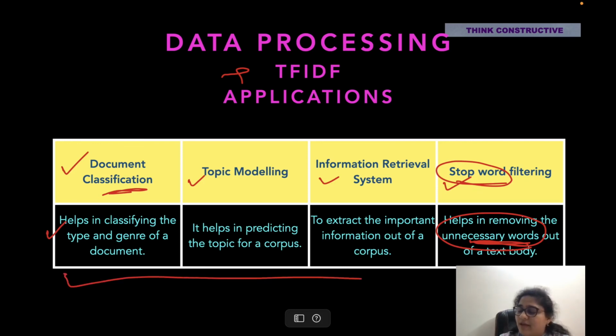Alright, so every application area, if you focus, talks about the valuable words only, and that's the idea of TFIDF. Alright, so I hope this is very, very clear now.